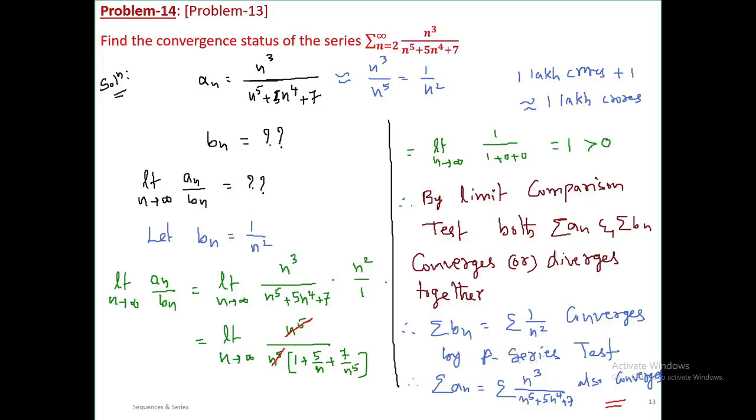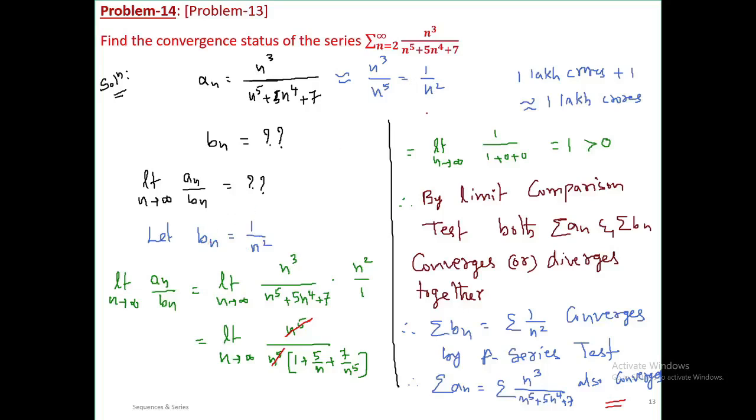So that is the matter. Such kind of series bn you have to choose. Understood? You should not choose a difficult bn here. Why? Because if you choose a difficult bn, at the end you have to find the convergence status of this series, and there you will be stuck. So that's why choose the simple terms which are suitable.